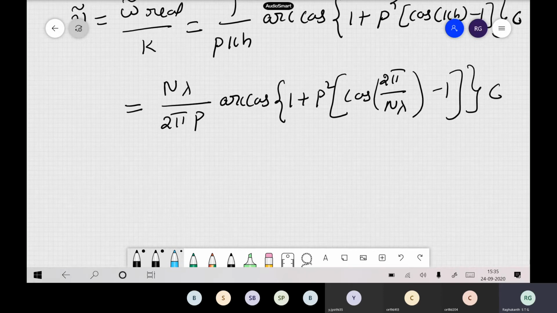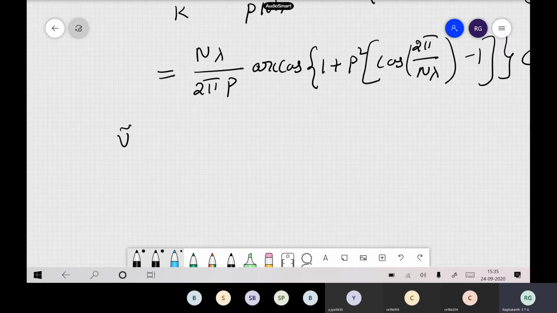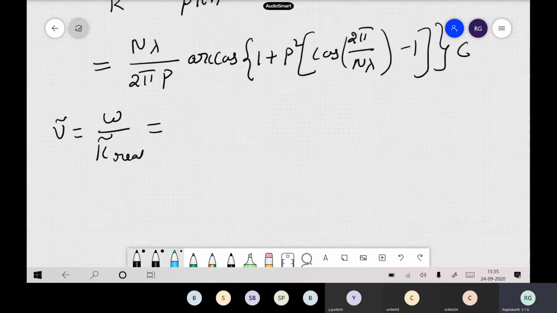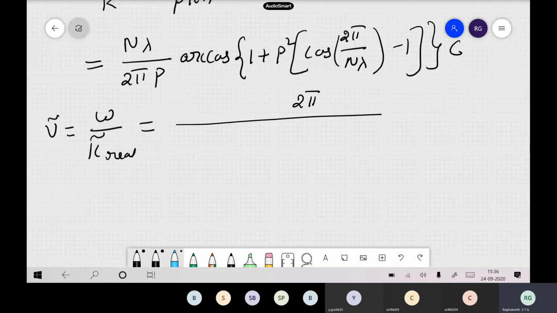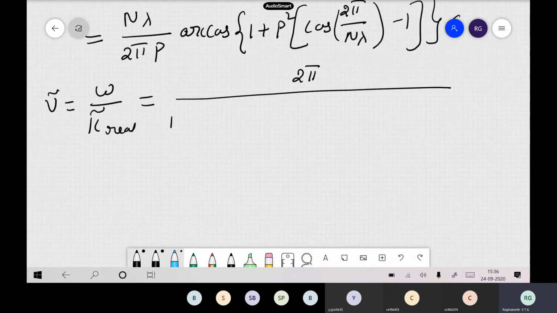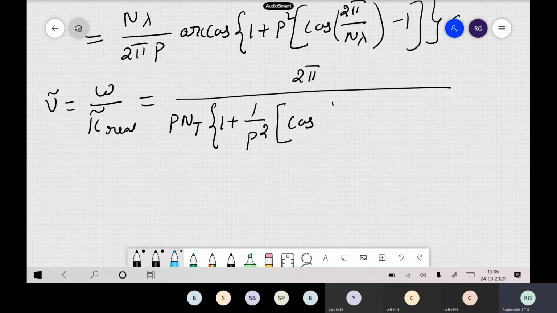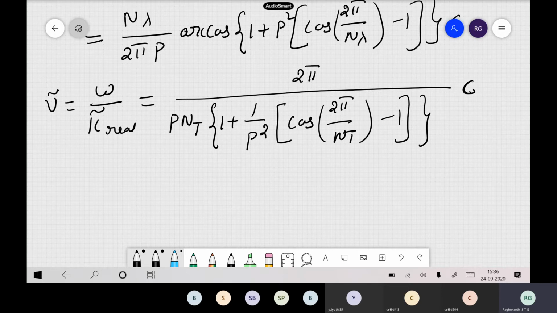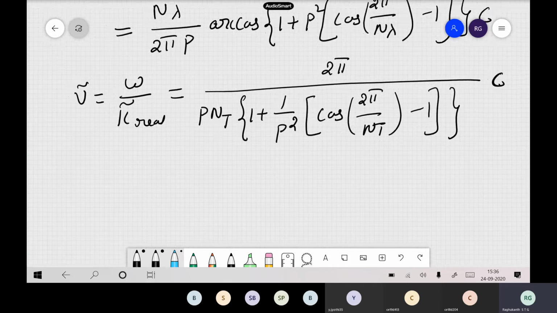Now you can also derive the other case, that is omega by k real. This is more or less the same as the previous case, with the same expressions. You can simplify all those expressions and write it nicely in terms of n times t: 1 plus 1 by p square, cos of 2 pi by nt minus 1, multiplied by c. This is our second case. So these are the two grid phase velocities we have.